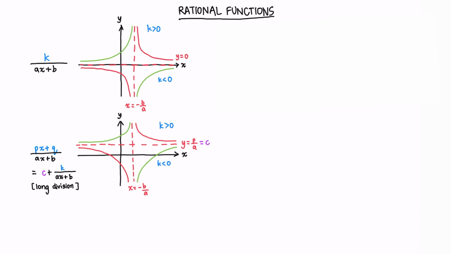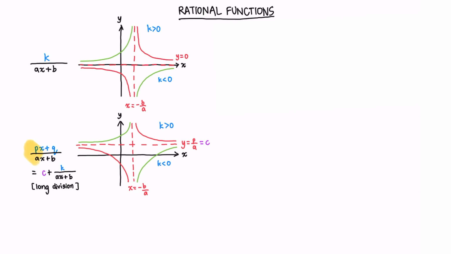Now the second case is when we have a linear numerator, px plus q over ax plus b. Again, we know that we have a vertical asymptote at x equals negative b over a because our denominator cannot be equal to 0. To find the horizontal asymptote, we actually need to do long division. After the long division, we will get something in the form of c plus k over ax plus b. And we can immediately identify y equals c as your horizontal asymptote. But if you're feeling lazy, you can just read off the horizontal asymptote, p over a.